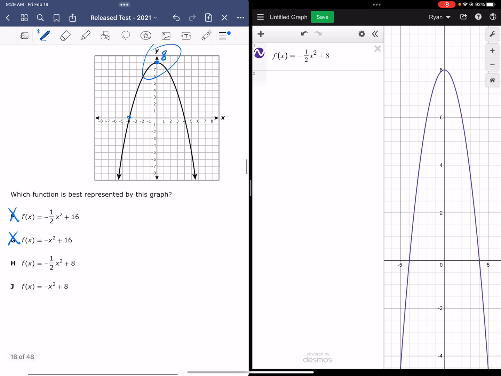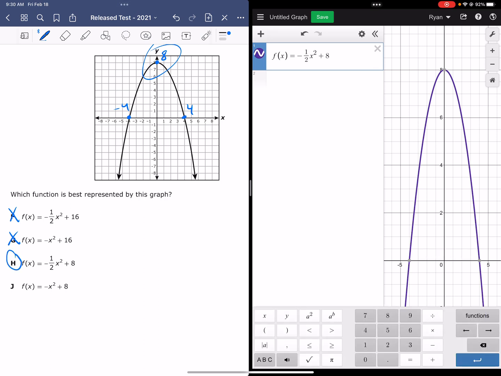Notice that we cross the x-axis in our picture on the paper at negative 4 and at positive 4. And that's exactly where we cross the x-axis with this answer choice. And so that leads me to believe very strongly that H is the correct answer.